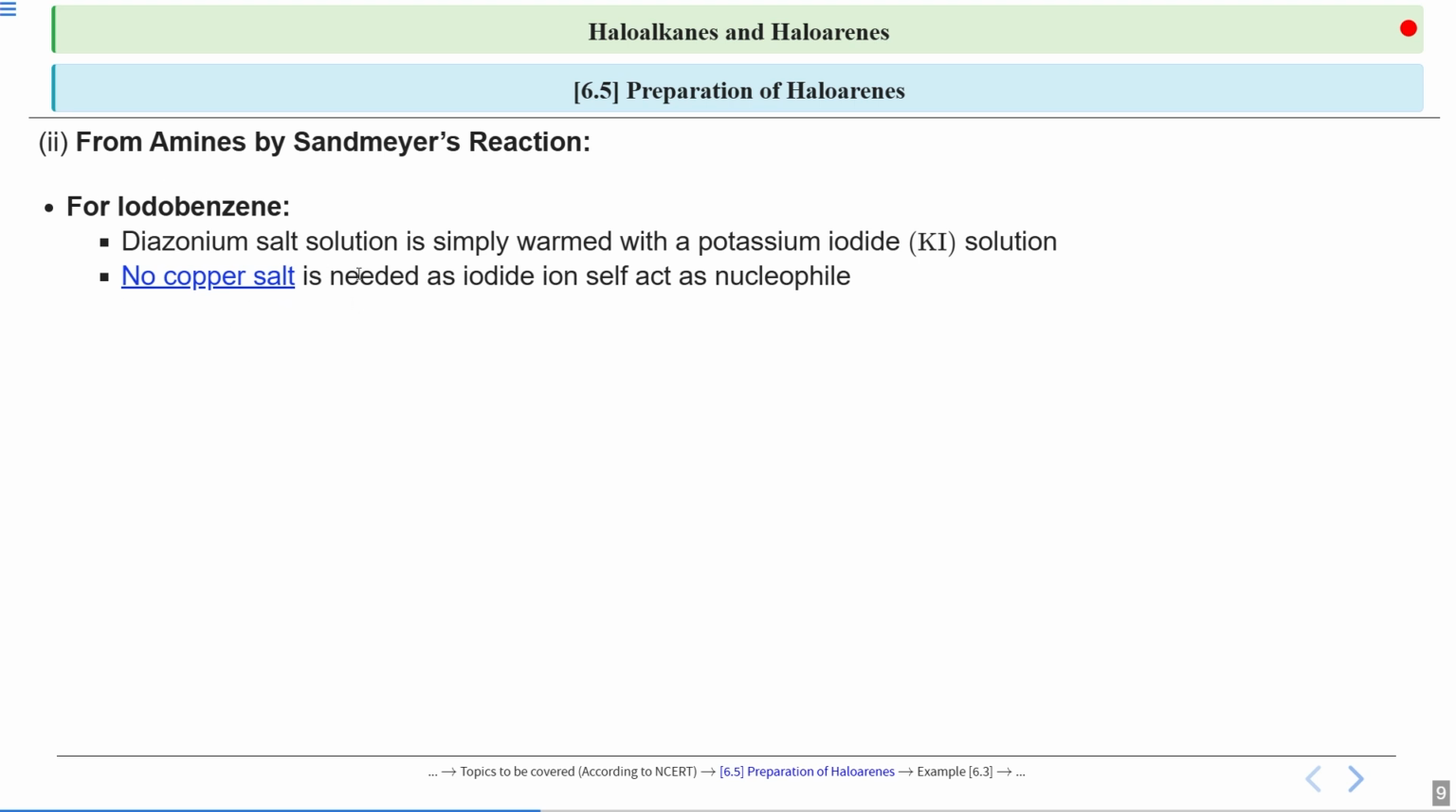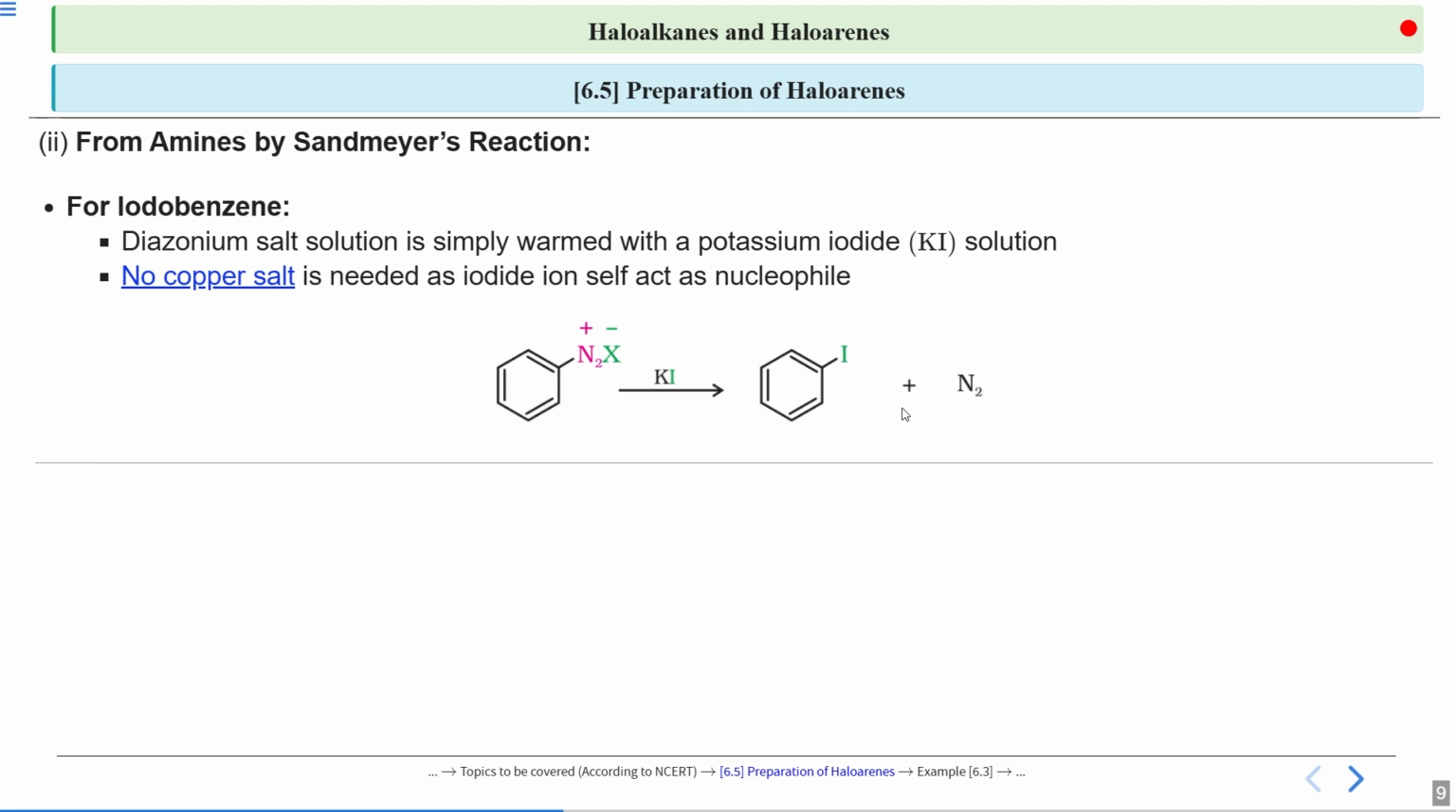No copper salt is needed in this process, because the iodide ion will itself act as a nucleophile in this reaction. So you have this diazonium salt, you just have to simply warm it with the potassium iodide solution, and after a little shaking you will get iodobenzene as your major product, plus N2 gas will be released. No copper salt is needed, because the iodide ion from the potassium iodide will act as a nucleophile to attack this benzene ring.